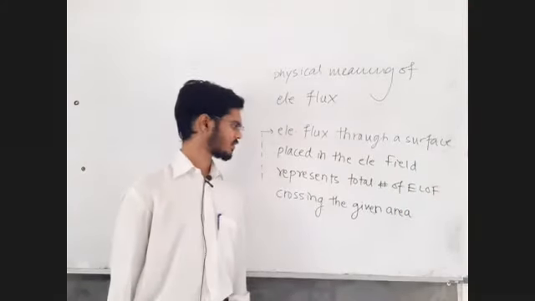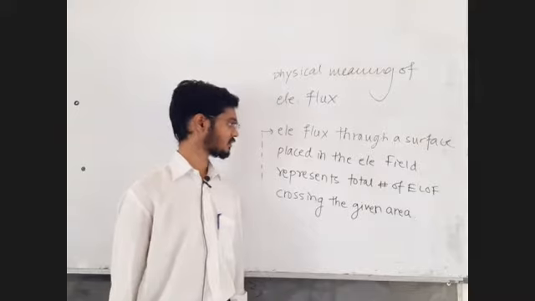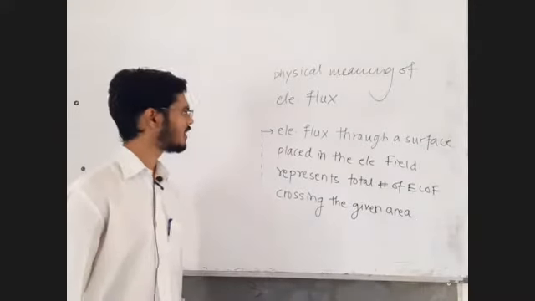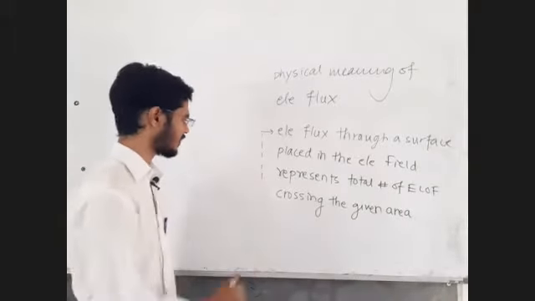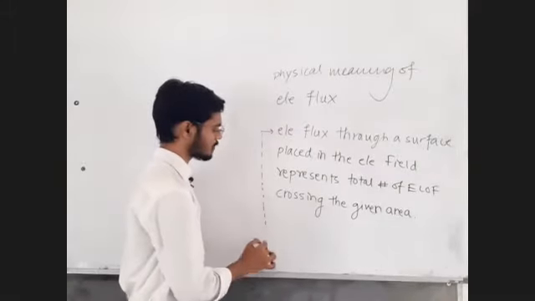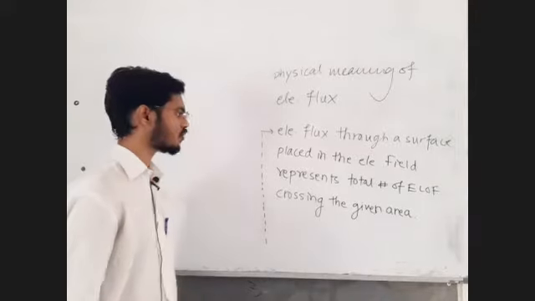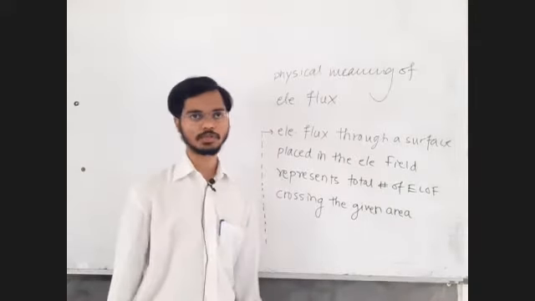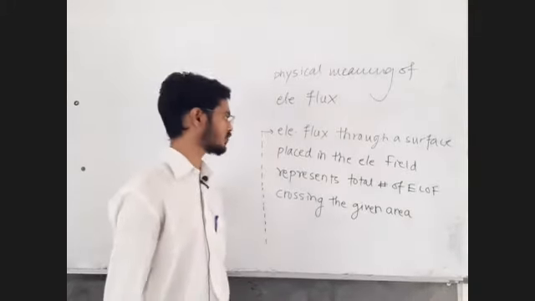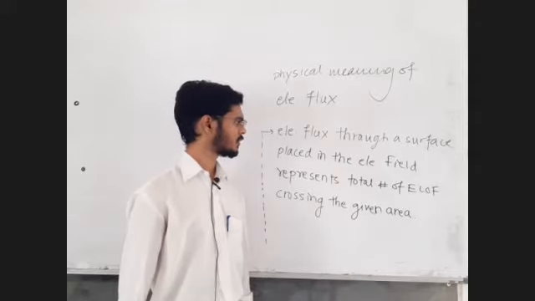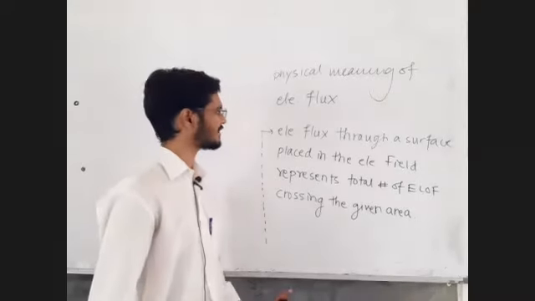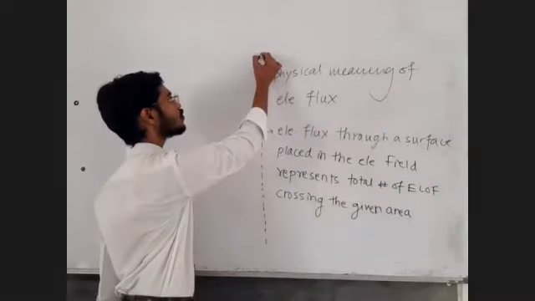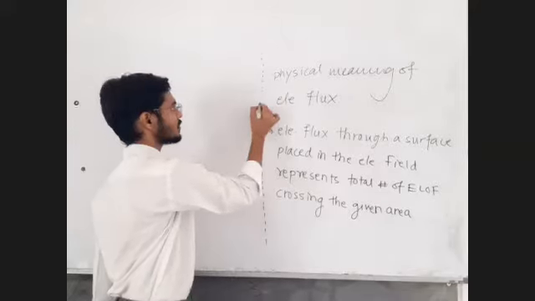More electric flux means more lines are passing or crossing the given area. Less electric flux through the surface means fewer electric lines of force are crossing the given area. So it is a measure, a representation, a count, of the number of electric lines of force crossing the given area. That's it. This is the concept. How to find it? The mathematical formula we already know.